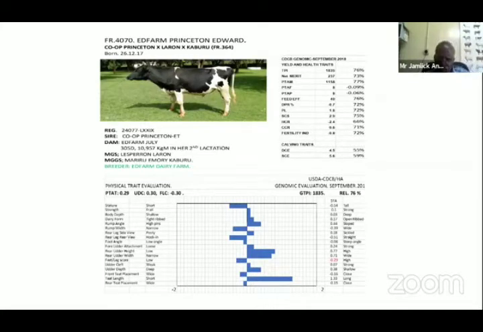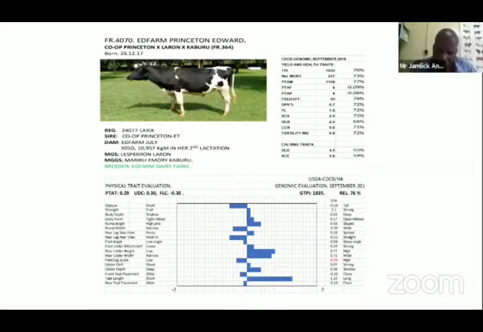Now, PTA milk, this is predicting transmitting ability for milk, PTAM, 1,158 kgs of milk with a reliability of 77%. My, that's a good goal. Yeah, that's a lot of milk.